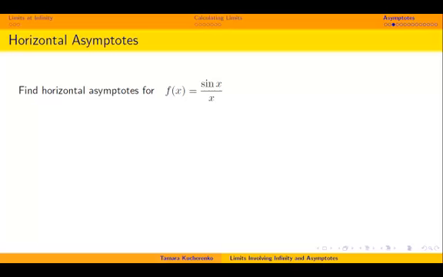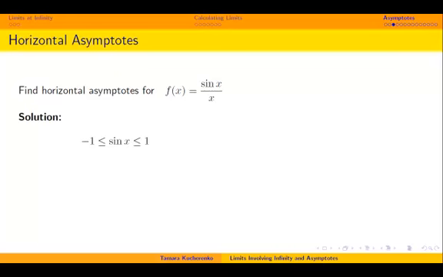The sine of a really big number must still be somewhere in the range of -1 and 1, while the denominator will simply be a really big number. Therefore, the quotient turns out to be small. We prove it here using the squeeze theorem.